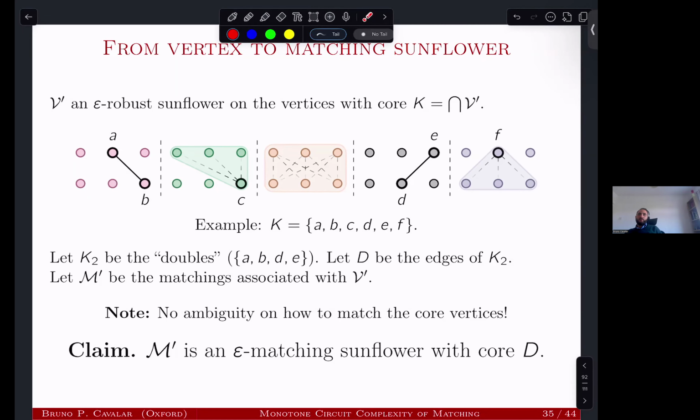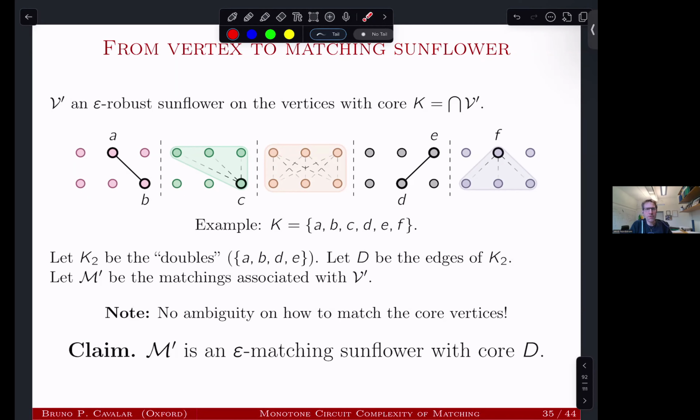So what do you do with the green and the orange? The orange you're not doing anything with, but the green one you can just ignore, and the gray one also, I guess. Maybe that's a bit of trying to go towards actually showing that this gives you a matching sunflower, and we can see more details in the next part.